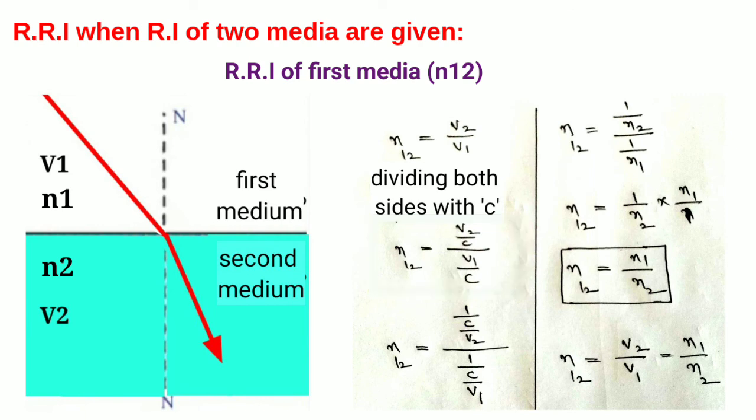If we invert the fractions, we can write them as N2 and N1. So N12 is equal to 1 by (C by V2) divided by 1 by (C by V1). That is equal to (1 by N2) by (1 by N1). Then N12 is equal to 1 by N2 into N1 by 1. Then N12 is equal to N1 by N2. Or N12 is equal to V2 by V1, or is equal to N1 by N2.